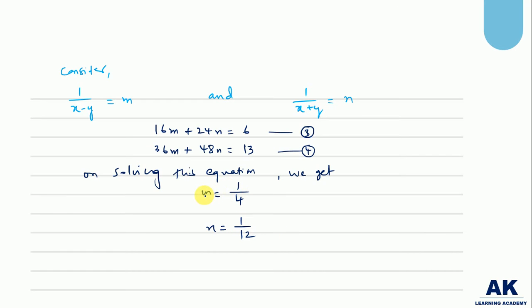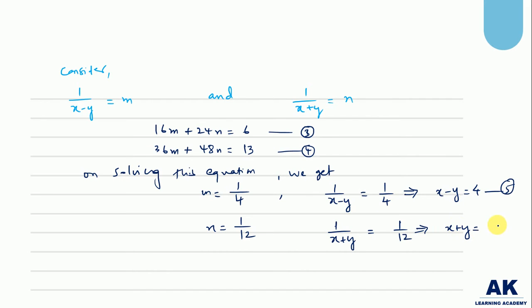If I replace m, we know that m is 1 upon x minus y, which is equal to 1 upon 4. And n is 1 upon x plus y, which is equal to 1 upon 12. So I am left with x minus y is equal to 4. Let's call this equation number 5. And x plus y is equal to 12. Let's call this equation number 6.